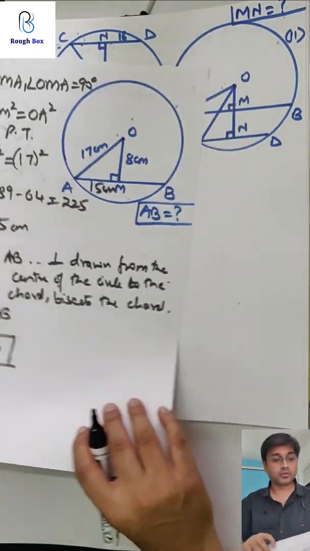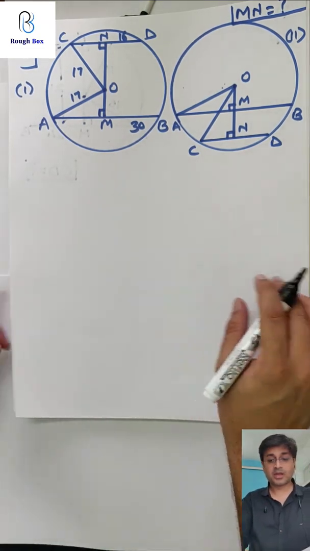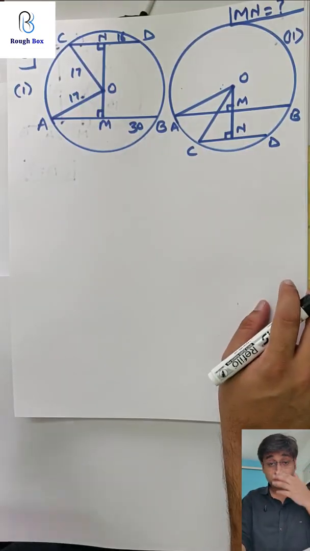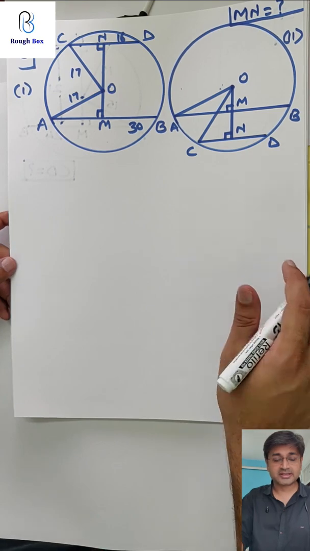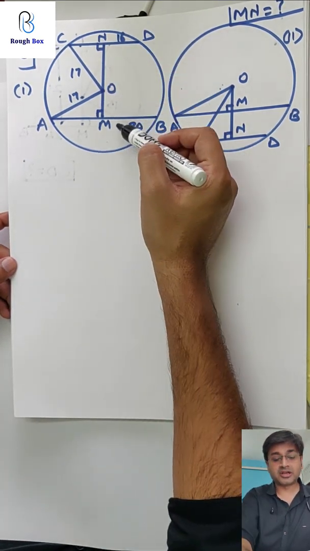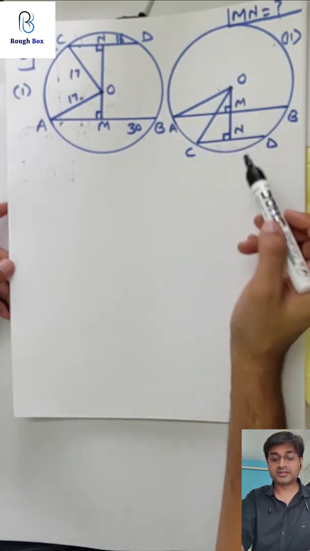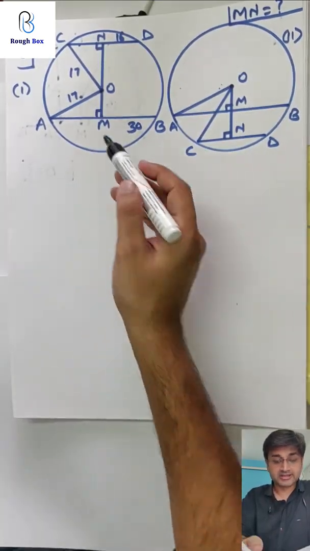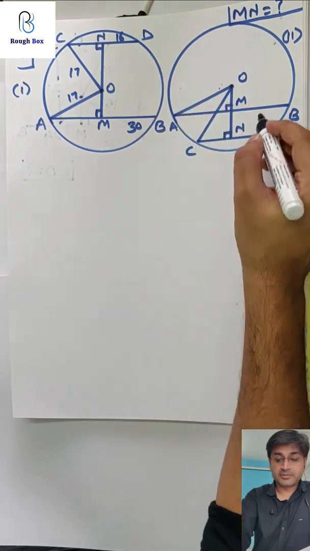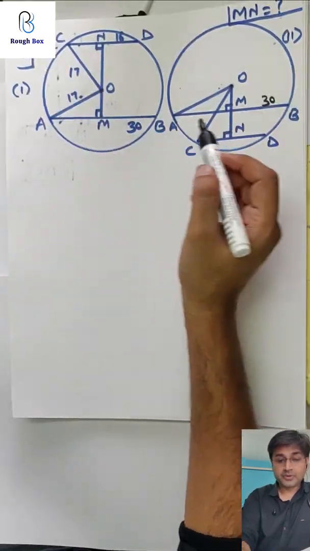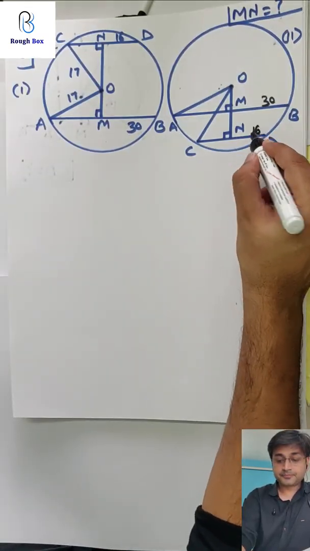So let's go about with the sixth question now. Everyone, come on, pause the video. There are two parts in this, two cases. Case 1, they say when the chords are on the opposite side of the center. Case 2, they say when the chords are on the same side of the center. Now what's the case? The two chords are being given, the first one 30 and the other one 16.